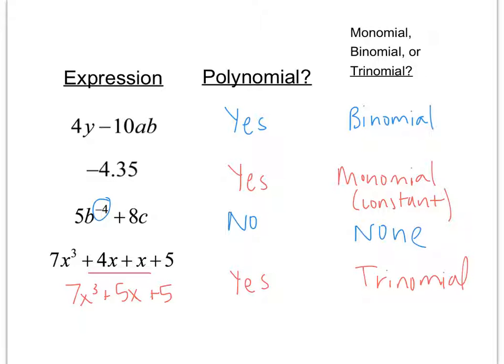So again, polynomial is the overall terms that we're looking at. Many terms is what polynomial means. And so if we have a polynomial, we can perhaps classify it even further as a monomial, binomial, or trinomial. And if that polynomial has more than 3 terms, that would be just classified as a polynomial. So anything with more than 3 terms would be a polynomial.